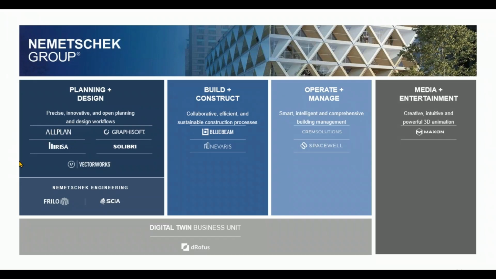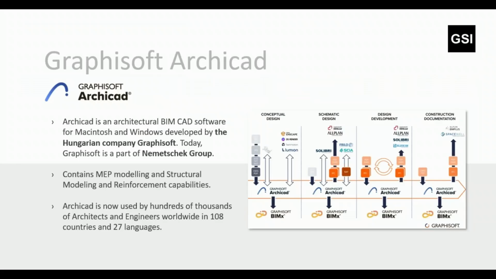Okay, so first I would like to introduce the GSI Group, which is an umbrella organization for Graphisoft Archicad, which is basically the software which helps us to be involved in planning and design, and then the build and construct, then the operate, manage, media, entertainment. So various softwares here fall under the umbrella organization, membership group. And the next slide we have here is the software that we are using today for this demonstration purpose.